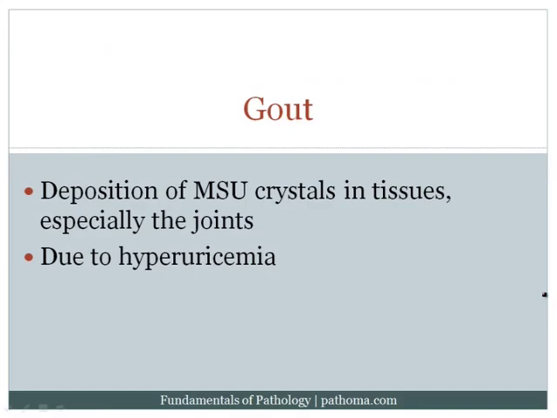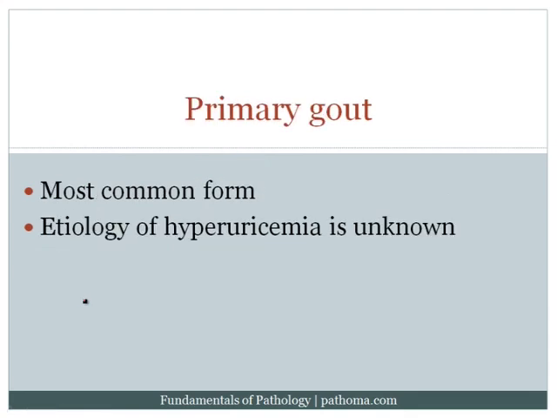So again, what we say is that gout is deposition of monosodium urate, which is basically derived from uric acid, so it's due to hyperuricemia. In primary gout, which is the most common form, we don't know what causes the hyperuricemia. Now, when we say it's unknown, we know that it's got to be either overproduction or decreased excretion, and it can be both. However, we don't know the exact cause. And this is usually seen in adult males.